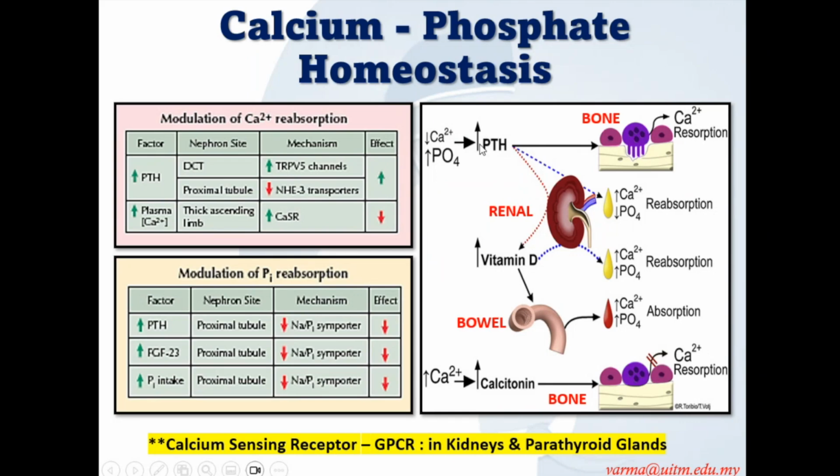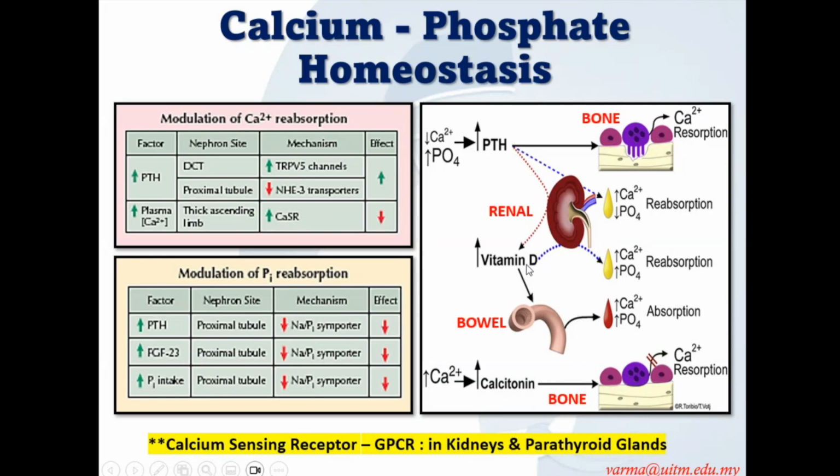Your parathyroid hormone has effects on your bone, renal, and bowel. Practically, the work of parathyroid hormone is to increase your serum calcium and reduce your phosphate. The stimulus for parathyroid hormone release is hypocalcemia or hyperphosphatemia. Low calcium or high phosphate stimulates parathyroid hormone. Parathyroid hormone causes calcium resorption. It makes your bone osteoporotic. It releases calcium from bone, so serum calcium becomes high. It causes renal reabsorption of calcium.